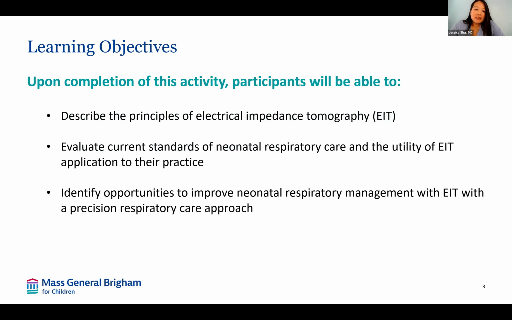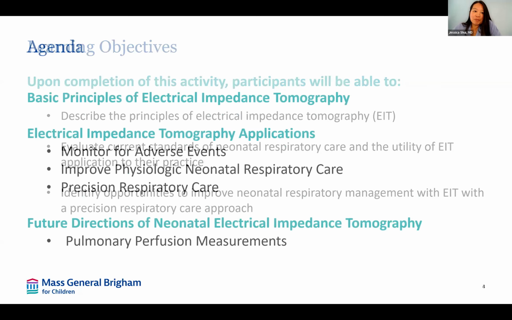So for our learning objectives, we're going to go over electrical impedance tomography, the basic principles, to make sure we understand how it works and so that we know how to understand the studies that are applying it. And then we'll evaluate current standards of neonatal respiratory care and reflect on the utility of using EIT in your practice. And then identify opportunities to improve neonatal respiratory management with EIT as a precision respiratory care approach.